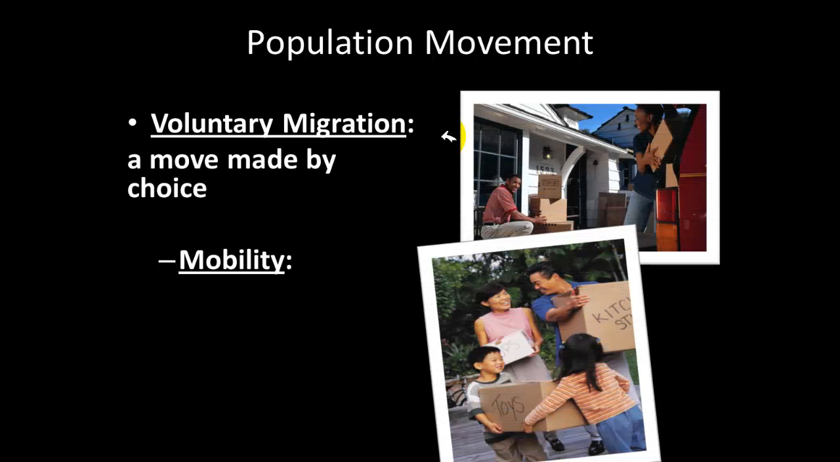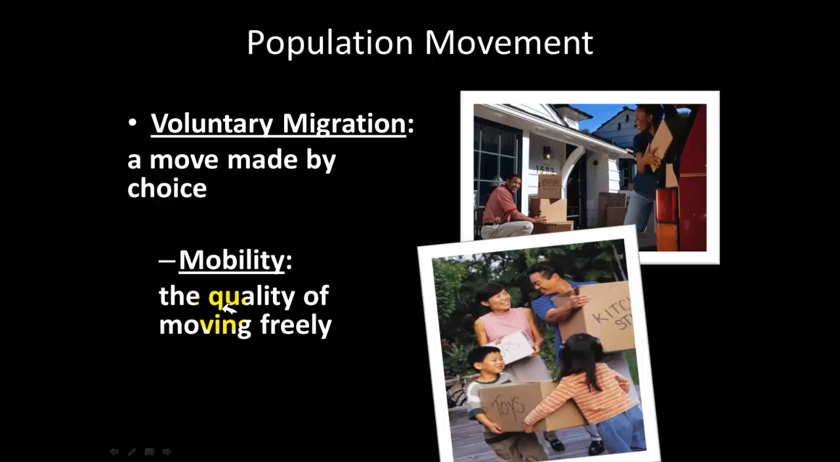One type of migration that we'll discuss is voluntary migration, and it's just what it says. It's when people move by choice. Oftentimes you'll think about a job or a better job opportunity, a better education opportunity, or a better life for your family. Going with voluntary migration is the concept of mobility. Mobility is the quality of being able to move freely, in comfort. So, mobility.